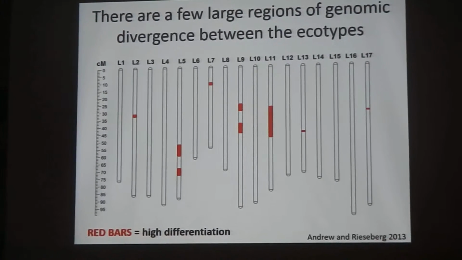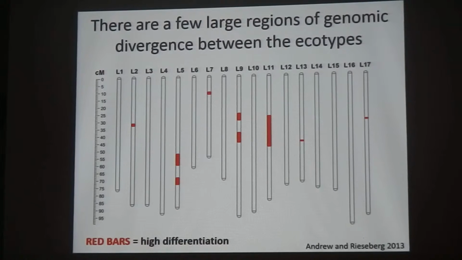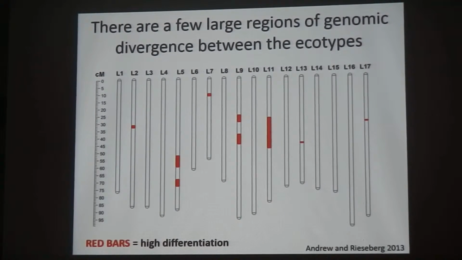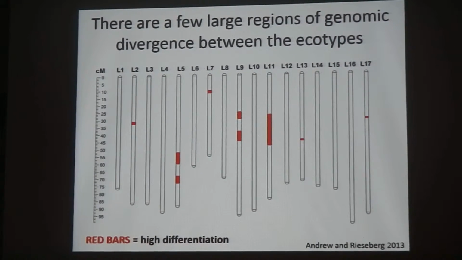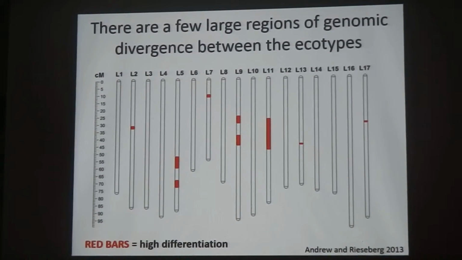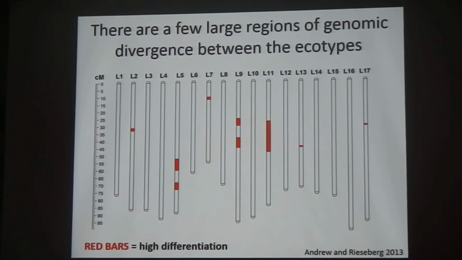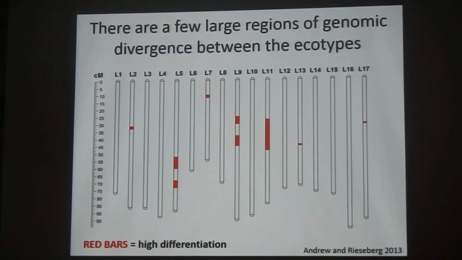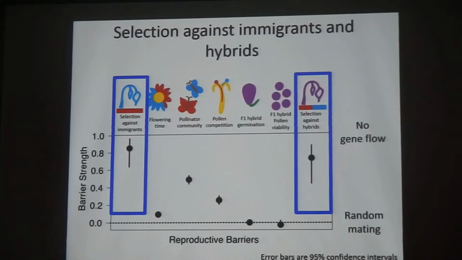One of the reasons we were particularly interested in genetic architecture is that my colleague Rose Andrew did some great work that showed that there are a few large regions of genomic divergence between the species. So these are regions that have significantly higher FST. And we expect that the traits underlying reproductive barriers will map to these regions. We were also curious about whether multiple barriers would map to the same regions, which is something you might expect in a case of speciation with gene flow.